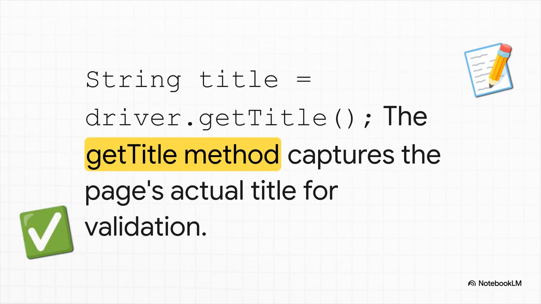Now, this is key. Automation isn't just about doing things, it's about checking things. Here, we're calling the getTitle method. We're asking the browser, "Hey, what's the title of the page you're on?" We can then save that title and compare it to what we expect it to be. This is the heart of automated testing, verifying that things are correct.